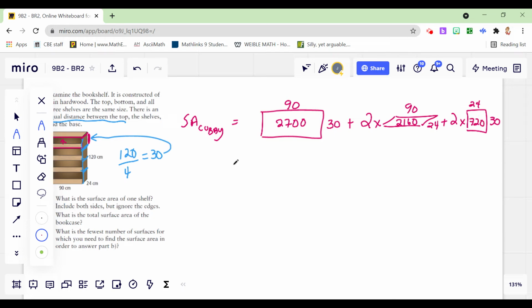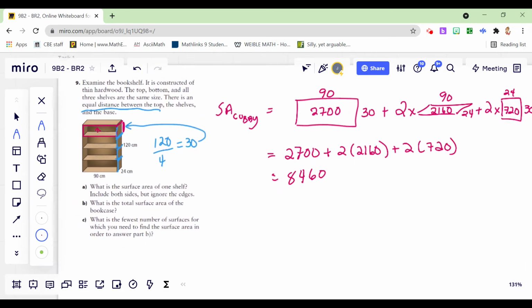Okay. So then my formula is just that. Plus 2 times this plus 2 times the 720, which ends up giving me 8,460. Okay, so that's for the cubby. So that's essentially part A. Part B asks you to find, let's look at part B and C. It asks you to find the total surface area. And then in C, I'm going to just answer them both at the same time.